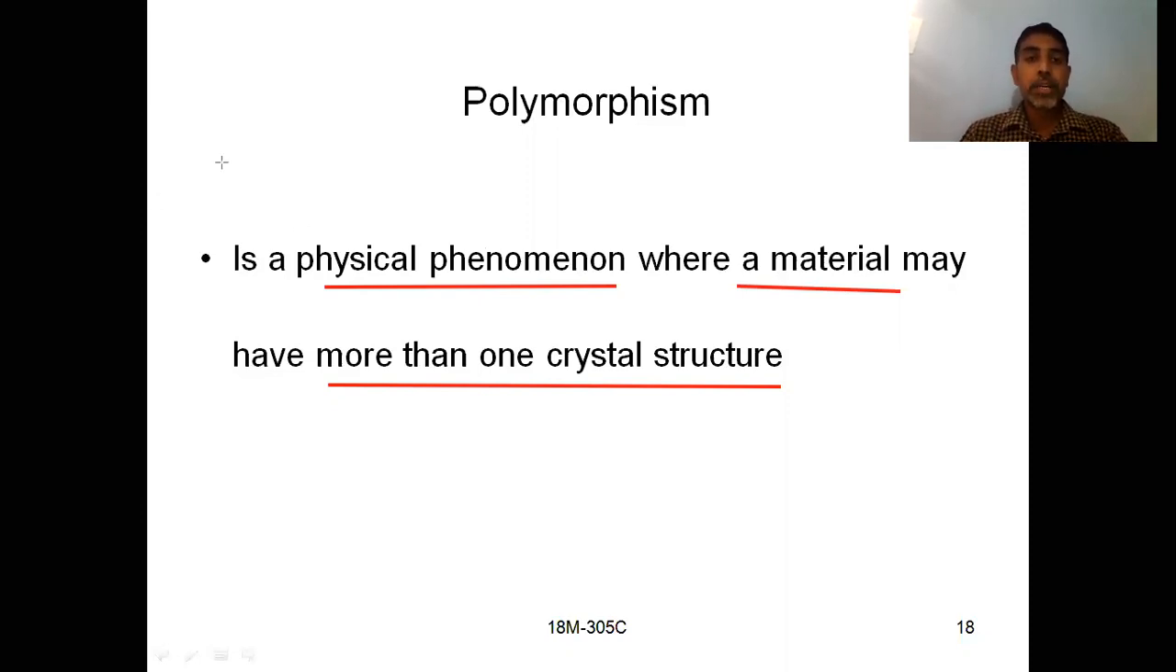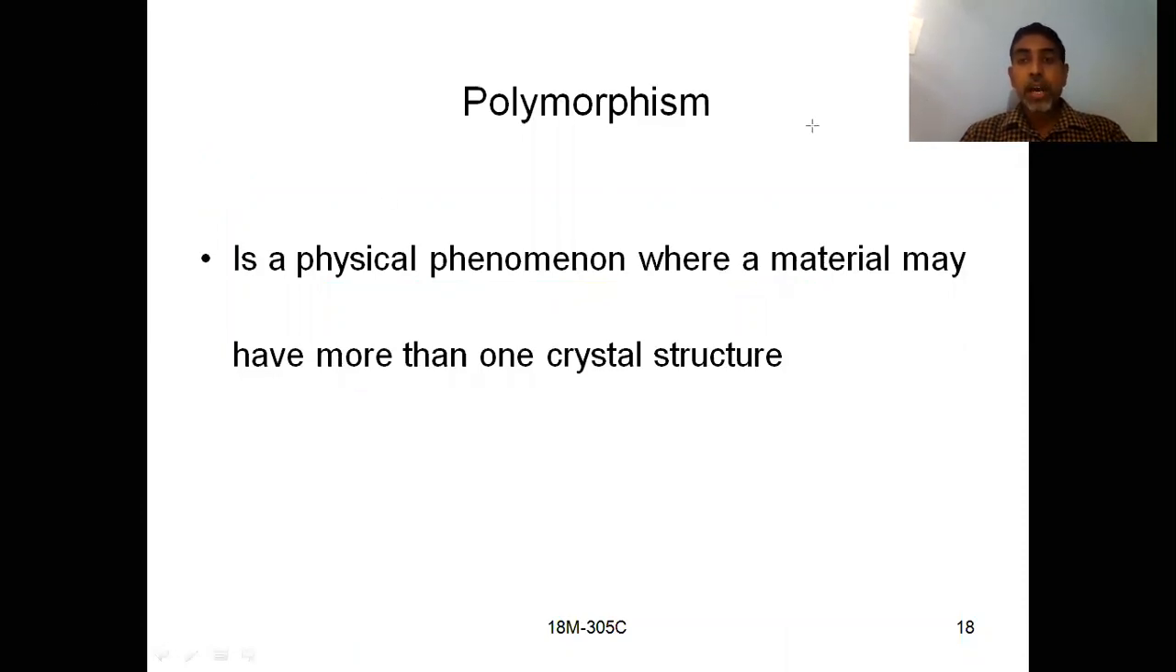This is a very, very important question in the examination and in competitive examinations. They will ask, what is meant by polymorphism? Are you able to answer that question? Polymorphism is a physical phenomenon in which a material has more than one crystal structure. And next we will discuss allotropy.